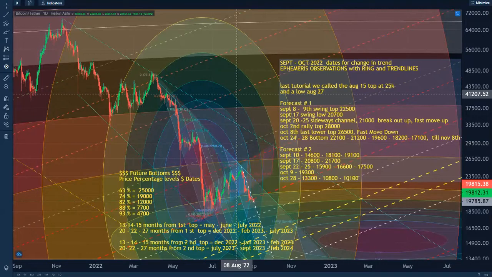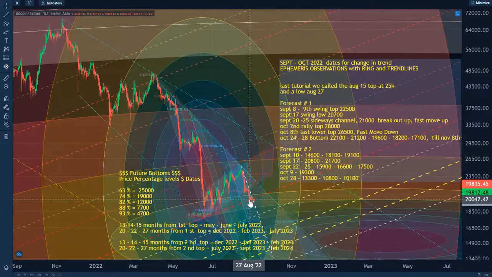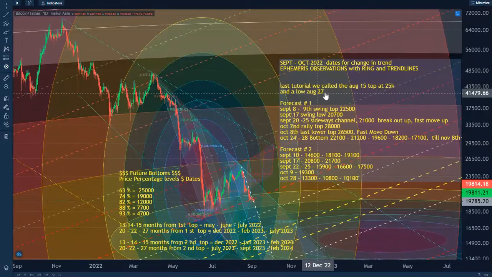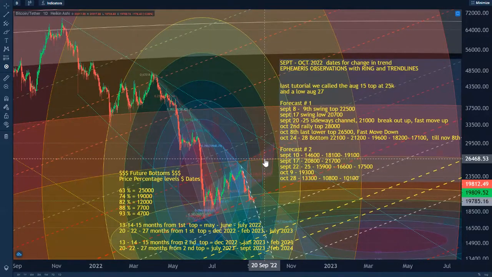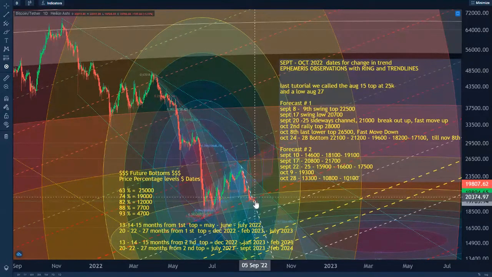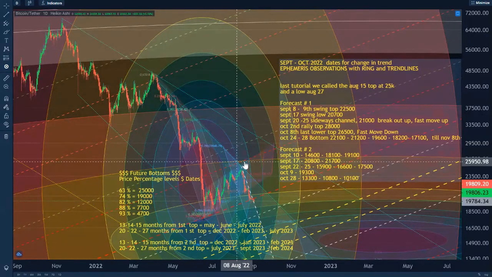Okay, so we're gonna quickly recap. Last tutorial, we were talking about this top in August at around 25,000, and our bottom around August 27th. We were talking about this quite extensively: that this summer sucker rally here was still intact, and right now it still is intact. We haven't broken through this band yet, and we've been testing it up here, of course.